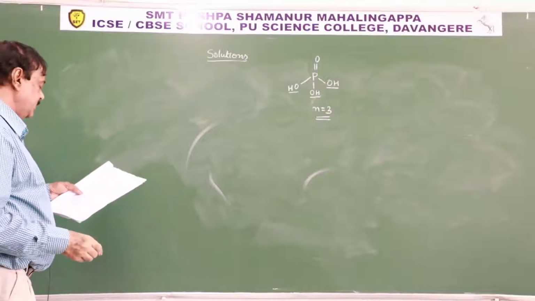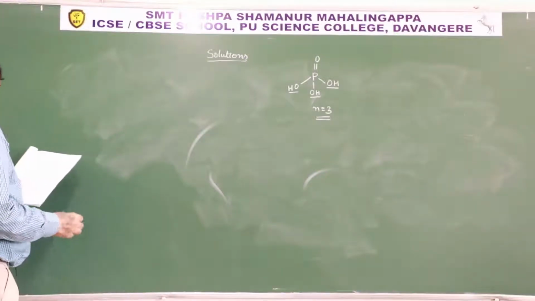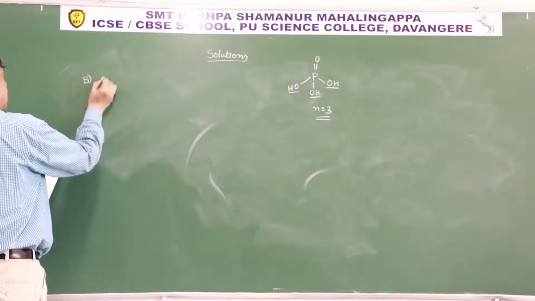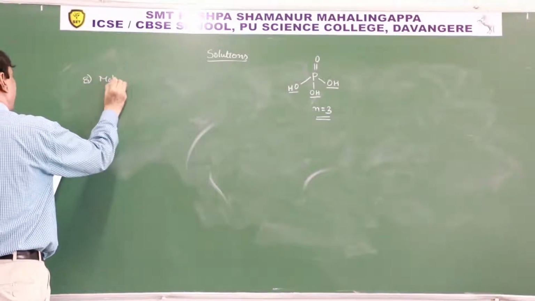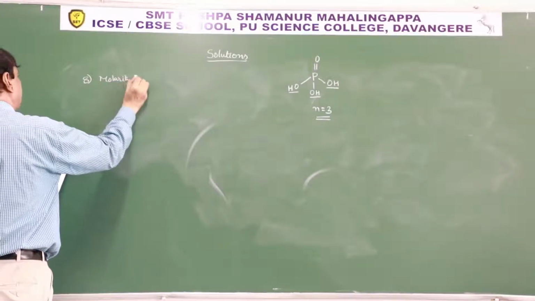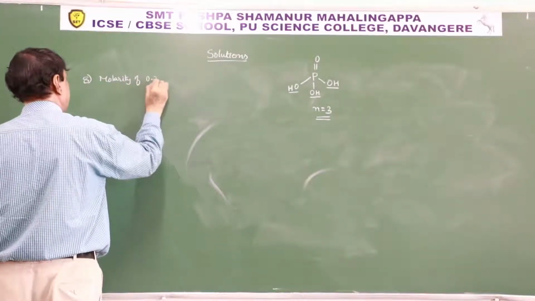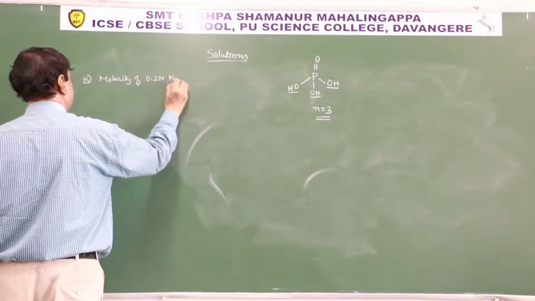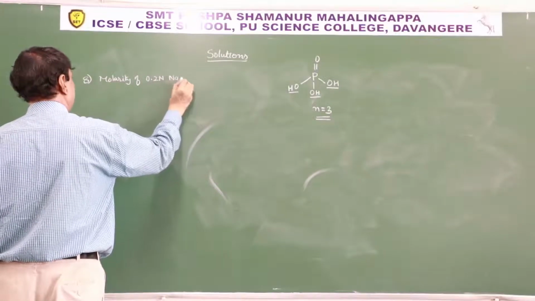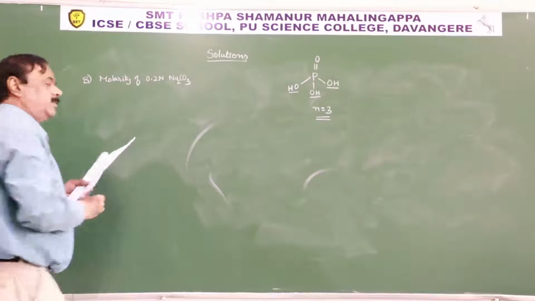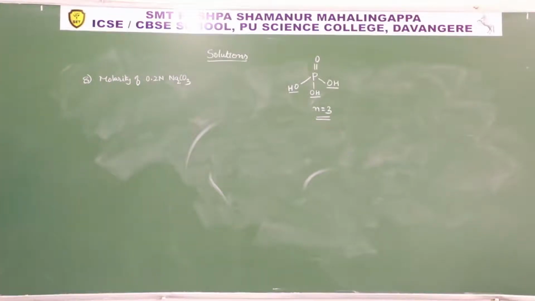The molarity of 0.2 normal sodium carbonate solution is dash. Molarity of 0.2 normal sodium carbonate solution.